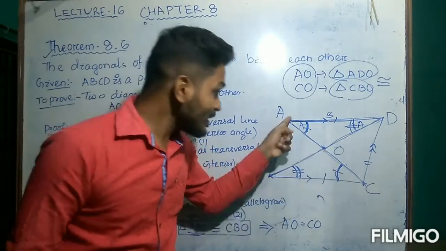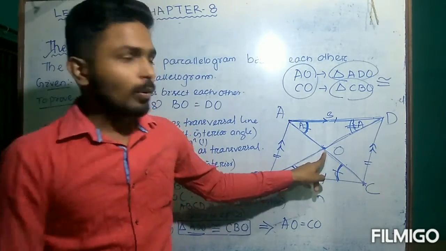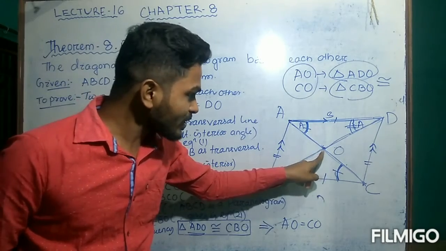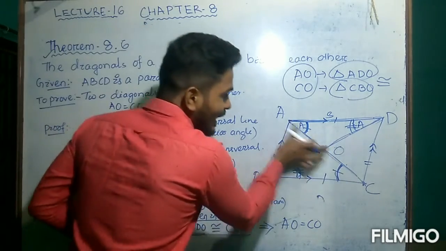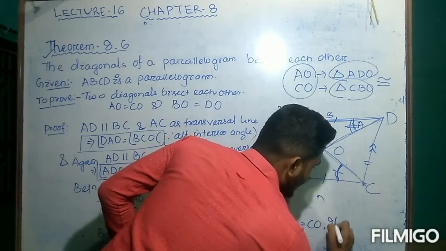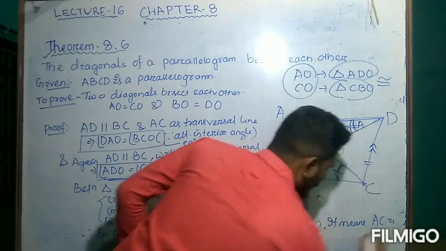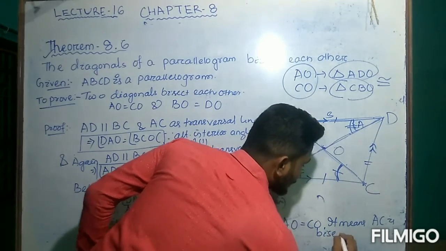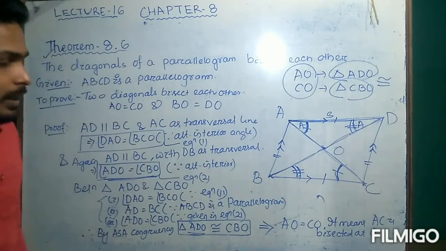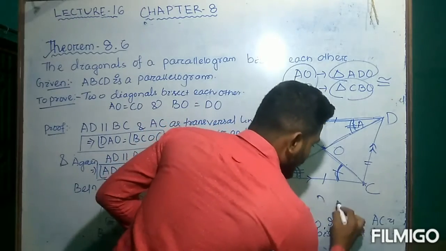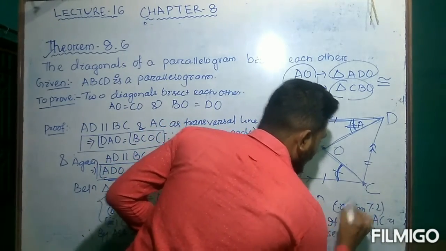It means the total diagonal AC is bisected at O. Yes or no? Because at this point of intersection, this half is equal to this half. Simply you can write that AC is bisected at O. Understood? Similarly, it is due to axiom 7.2, right?